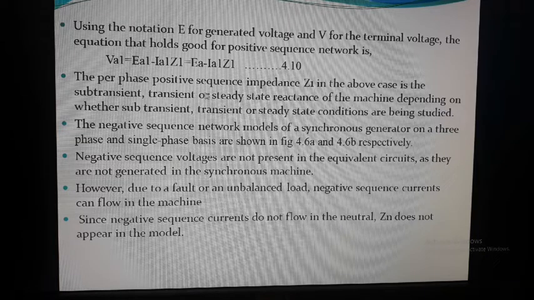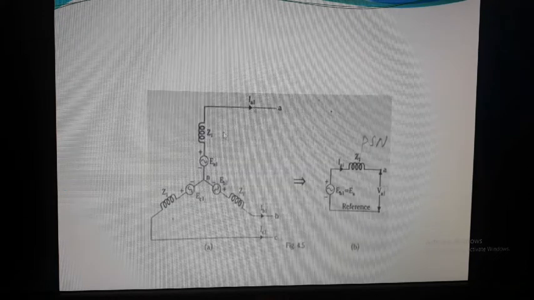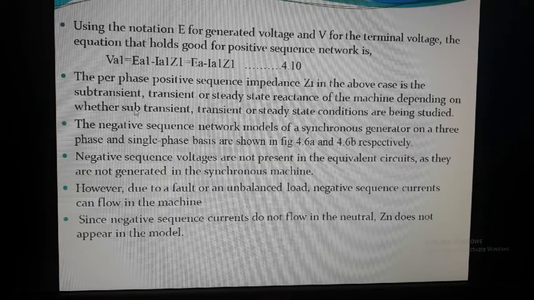The per-phase positive sequence impedance Z1 in the above case can be the subtransient, transient or steady-state reactance, depending upon the conditions being studied. Whichever conditions we are going to study, based on that we will take those impedances or reactances.